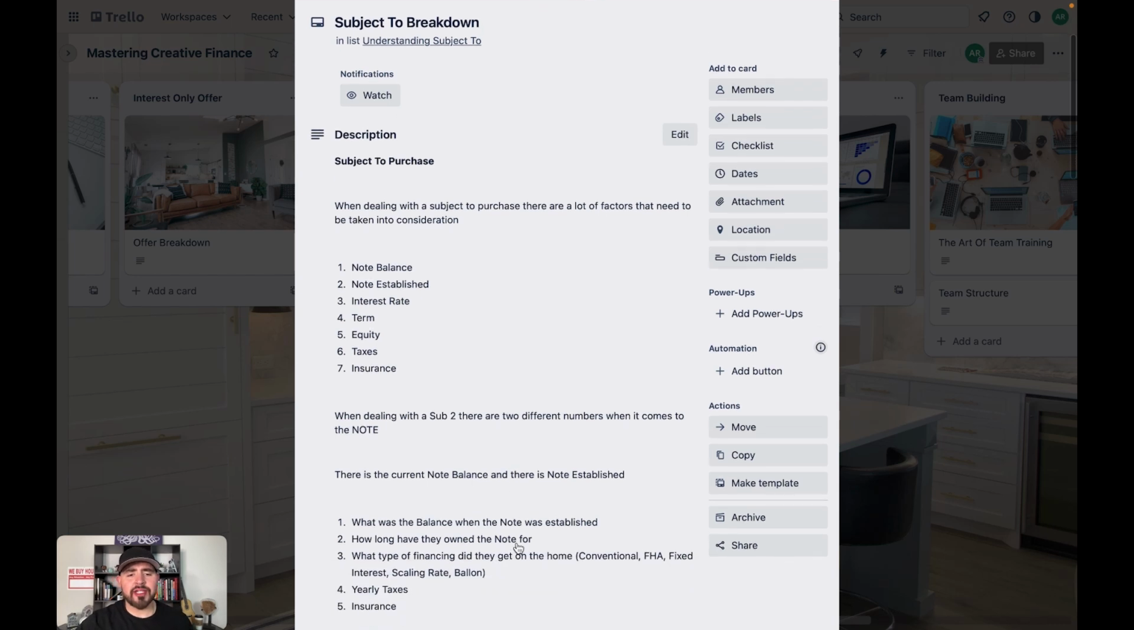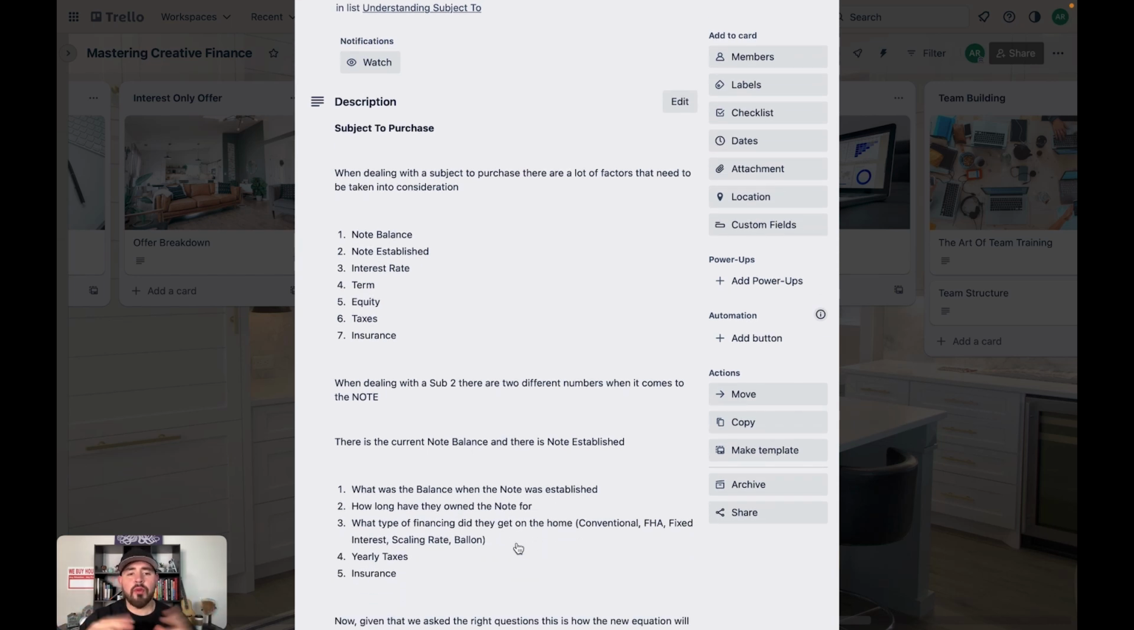Now when we're dealing with the subject to, there are two different numbers when it comes to the note, right? There's the current note balance and then there is the note established. So what was the balance when the note was established? Kind of confusing, right? But they're two different things. The note established is when they bought the property: what was the interest rate, term, and payment that they had when they got the note.